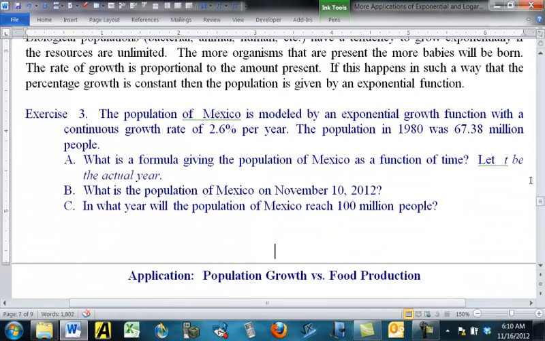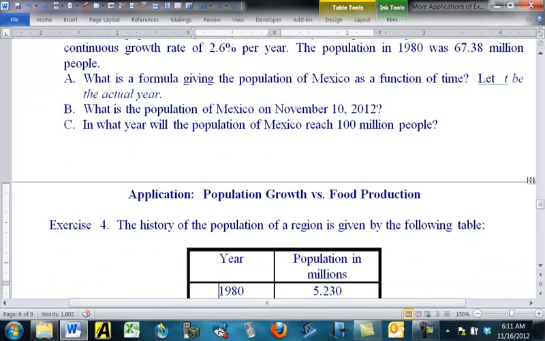Again, I'm going to leave this one for a homework problem. The population of Mexico is modeled by an exponential growth function with a continuous growth rate of 2.6% per year. In 1980, the population was 67.38 million people. So if we assume that growth rate is constant, and it stayed constant, write the formula giving the population of Mexico as a function of time, t being the actual year this time. What is the population of Mexico on November 10th, 2012? See if we can actually figure it out on that specific day, at least according to our model. And what year will the population of Mexico first reach 100 million people?